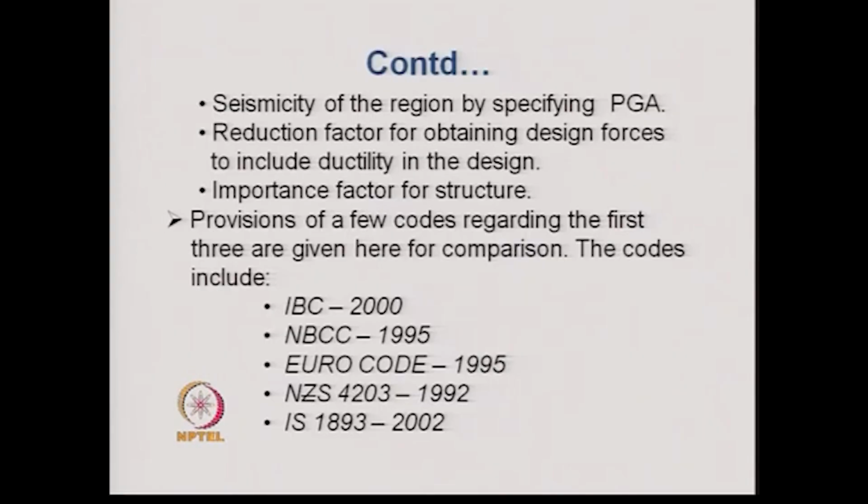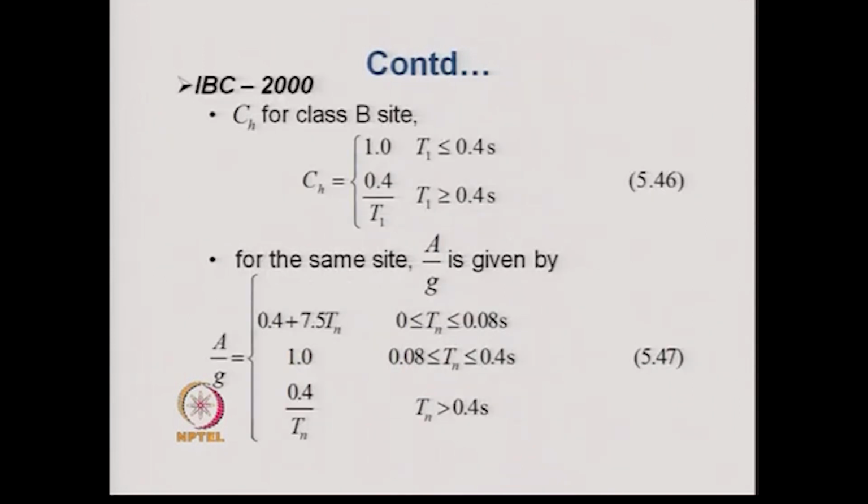The main idea over here is to show what kind of differences there are in the three factors that I have said before, and what commonness each of these codes has with respect to those three factors. First, let us take the International Building Code.